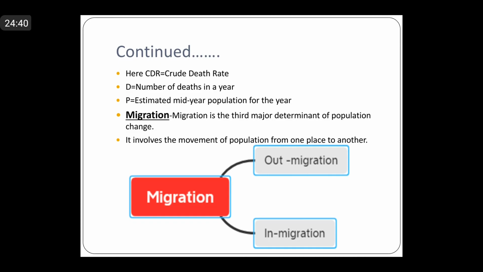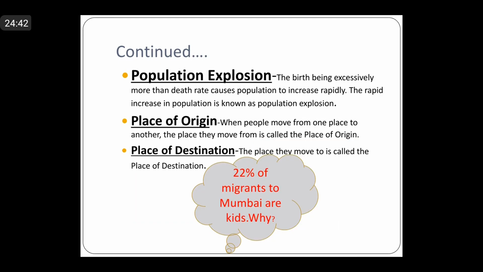But let me discuss with you some other terms here, like population explosion. What is that population explosion? This is a relative term, that's why I thought that I'll discuss it with you. Population explosion, what is that in fact? The birth being excessively more than death rate causes population to increase rapidly, okay, and the rapid increase in population is known as population explosion.